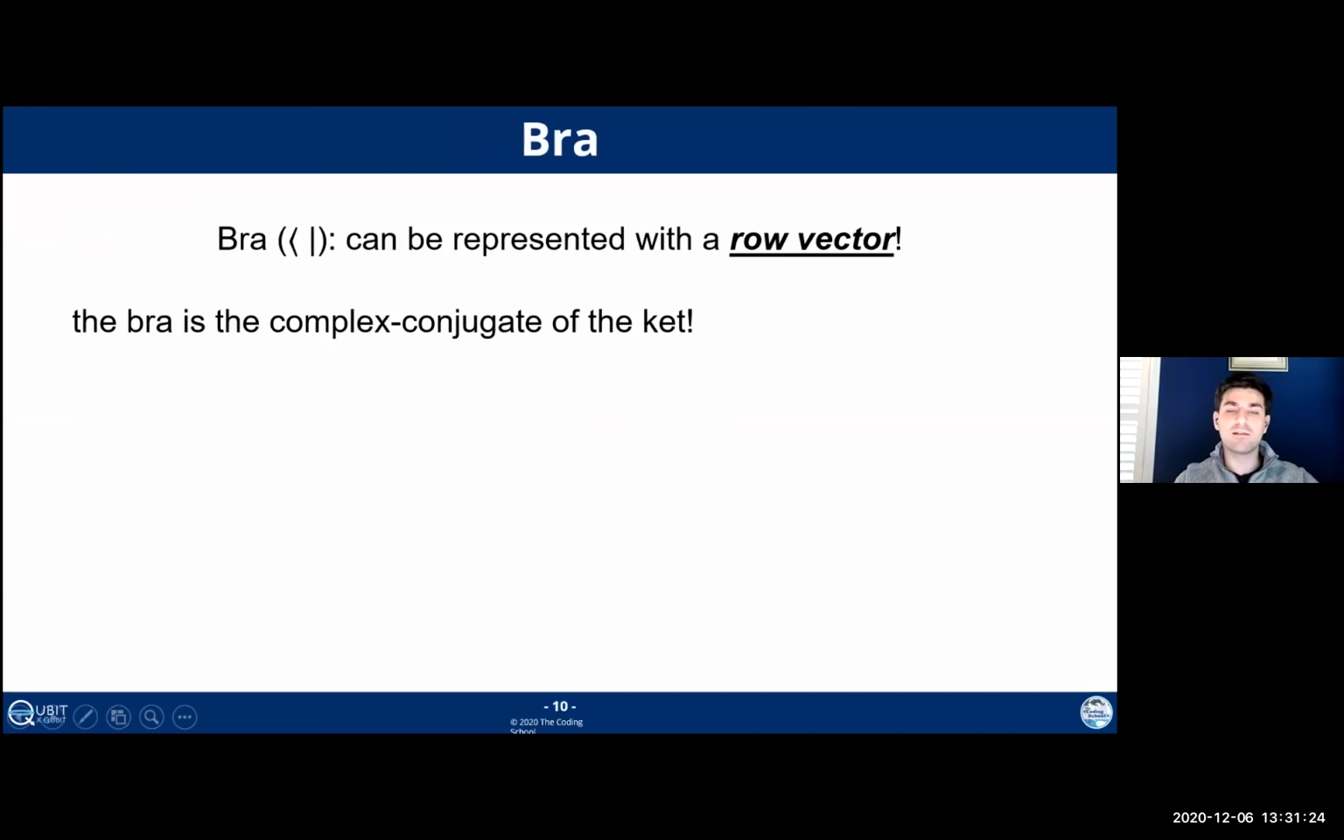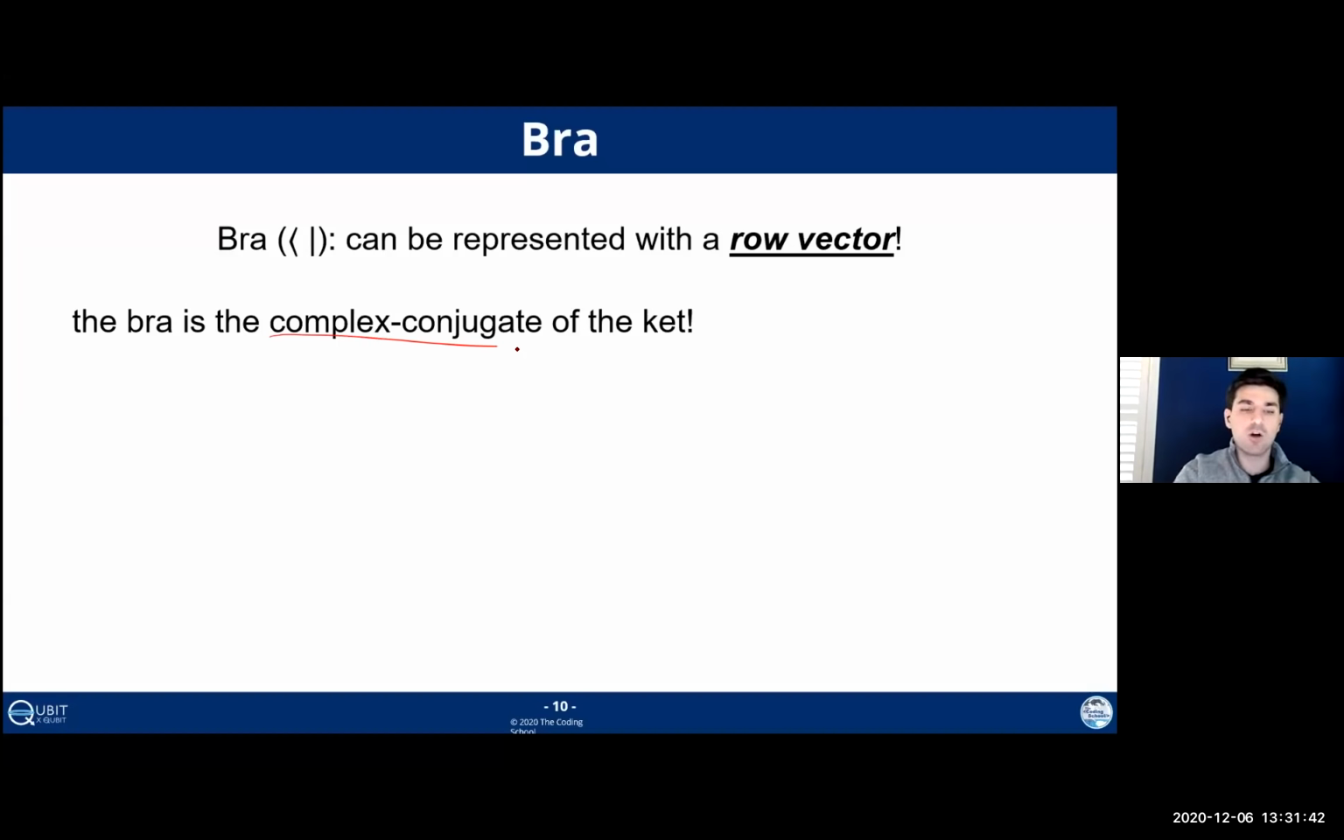Okay, so with that, let's move on to the next thing. So now I'm going to introduce a concept of a bra. So a bra can be represented as a row vector. And again, you guys have learned what complex conjugates are. So the bra is a complex conjugate of a ket. But what do I mean?